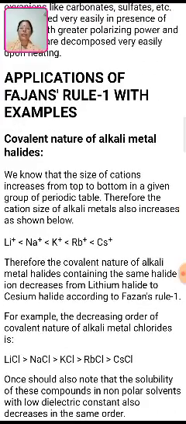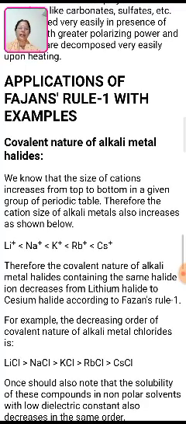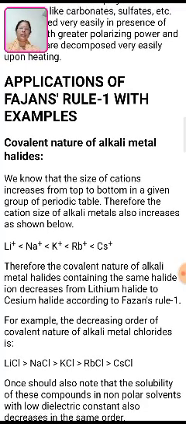We know that the size of cation increases from top to the bottom in the given group of periodic table. So in the periodic table we know the size is going on increasing from top to the bottom as the atomic number increases. Therefore, the cation size of alkali metals also increases as shown. Lithium plus, which has plus 1 oxidation state, is less than the sodium plus, less than the potassium plus, less than the rubidium plus and less than the cesium plus.